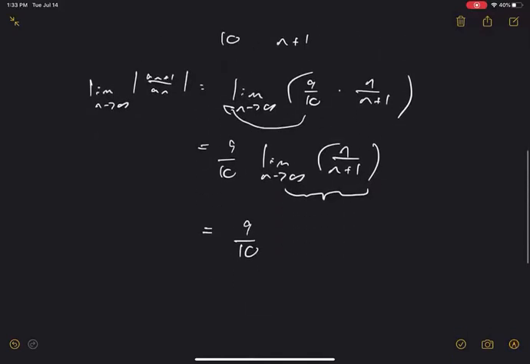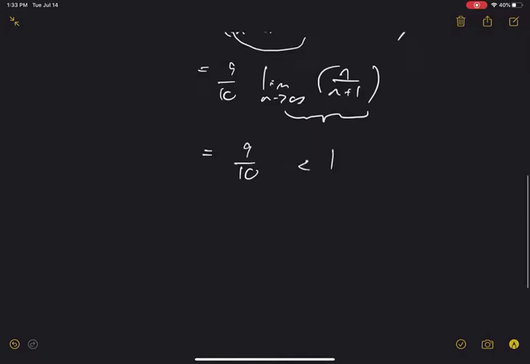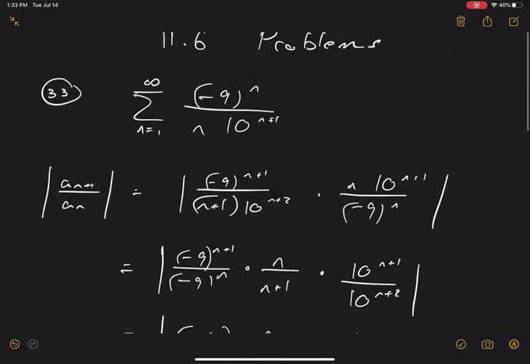Now, what does the ratio test tell me? The limit is 9 over 10, which is less than 1. So the series is absolutely convergent by the ratio test.